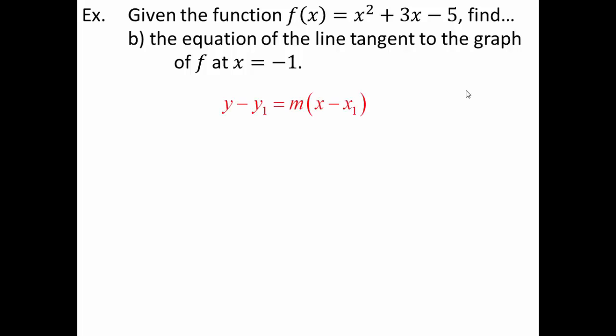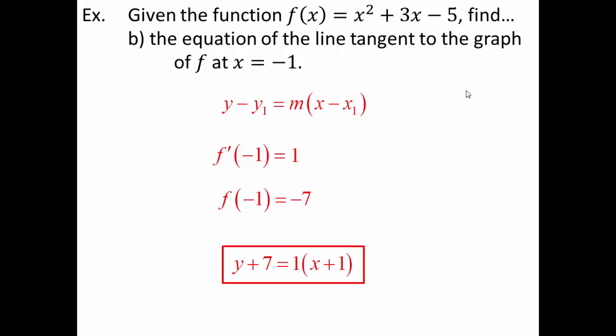Part B, write the equation of the tangent line, starting with my point slope form. I know that the derivative, again, is 1. The only other thing I need is the y value. f of -1, plugging it in, I get -7. Now that I've got my slope and my point, I can write my equation of the line.